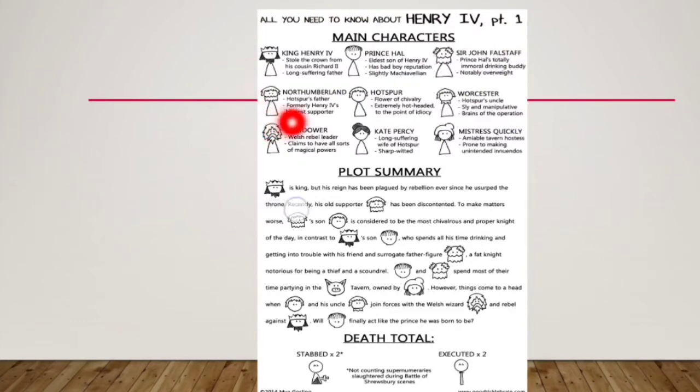And then there is Northumberland. Now Northumberland is Earl of Northumberland, Hotspur's father, and he was formerly Henry IV's biggest supporter. Remember, when Henry IV usurped the throne of Richard II, Northumberland also was there with him. So he was once Henry IV's biggest supporter, which means that now he is not so supportive of the king.